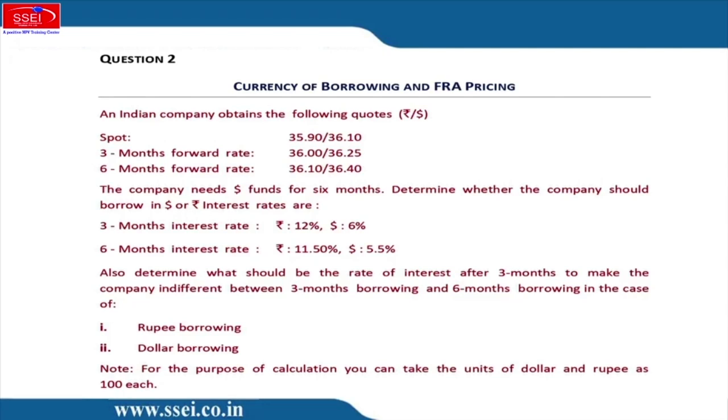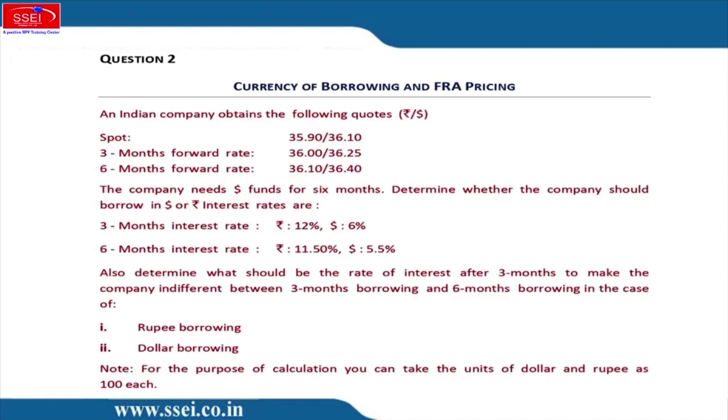At the 6-month rupee interest rate of 11.5%. So the rupee outflow will be 3610 plus 11.5% of 3610 into half. That comes to around 3817.58. Over there we got 3740. So obviously dollar borrowing is cheaper. We recommend dollar borrowing. That's the first part of the answer.